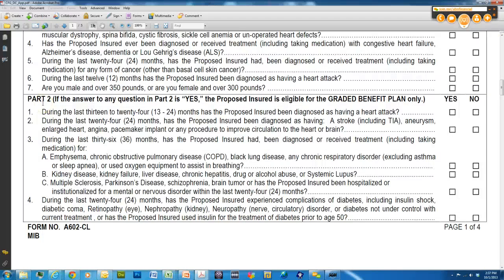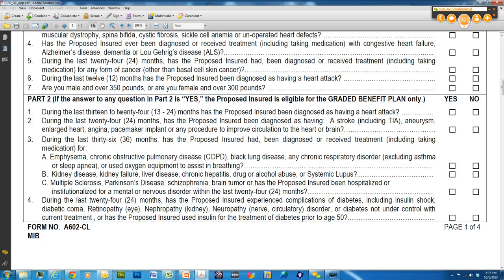So Part 2 is, during the last 13 to 24 months, has a proposed insured been diagnosed as having a heart attack? During the last 24 months, diagnosed as having a stroke, including a TIA, aneurysm, enlarged heart, angina, pacemaker implant, or any procedure to improve circulation to the heart or brain. Procedure to improve circulation could be putting a stent, okay? It could be a heart bypass surgery, anything that they do to improve circulation to the heart or brain.